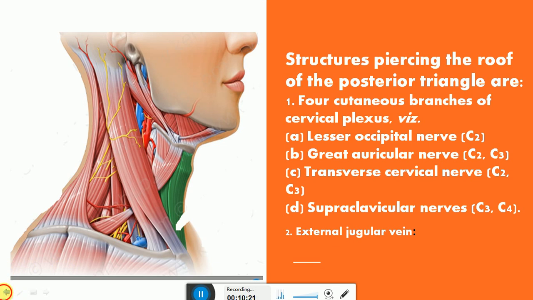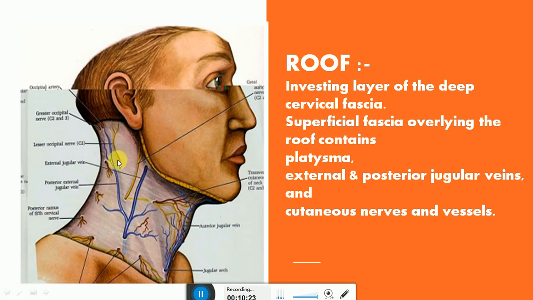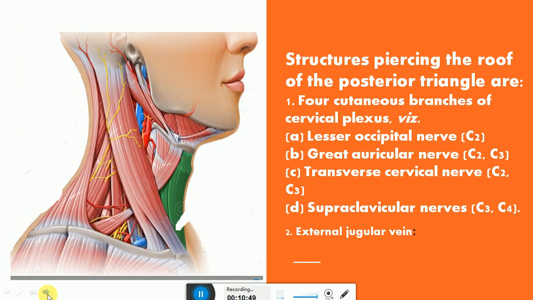So lesser occipital nerve. Here you can see this one is lesser occipital nerve. This nerve which is going towards the ear is called as greater auricular nerve. And this one is the transverse cervical nerves. So here you can see this one. This is the lesser occipital nerve.